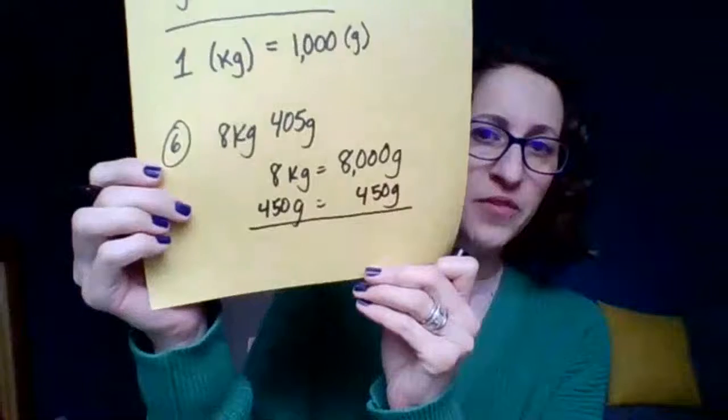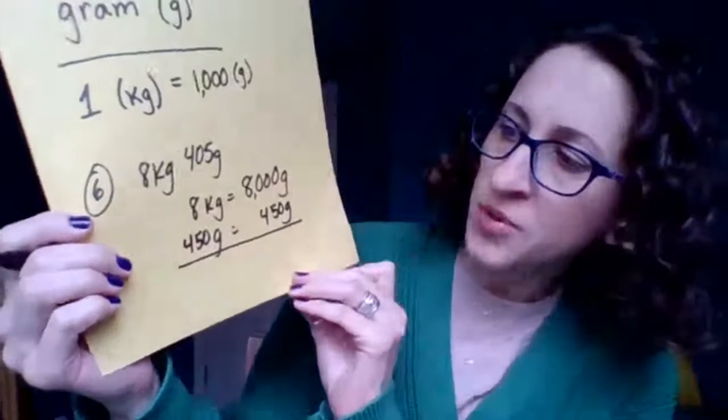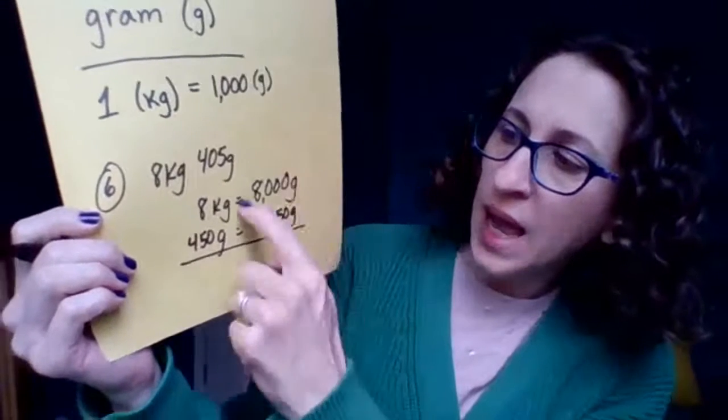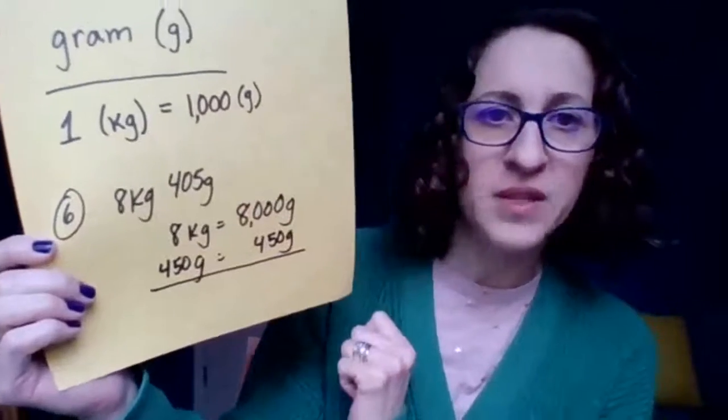which would equal 8,000 grams. And then we'll take the 450 grams, and we don't have to do anything with that because we're converting to grams. So we'll just write those down. Here's what I've got so far. Hopefully you've got something similar in your math notes. So now I'm going to just add up everything that we've converted into grams.